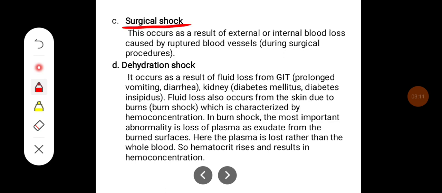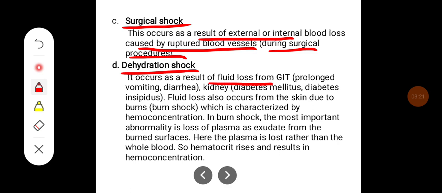Surgical shock. This occurs as a result of external or internal blood loss caused by ruptured blood vessels, usually during surgical procedures. Dehydration shock. This occurs as a result of fluid loss from the GIT, that is, prolonged vomiting and diarrhea, and diseases of the kidney like diabetes mellitus and diabetes insipidus.